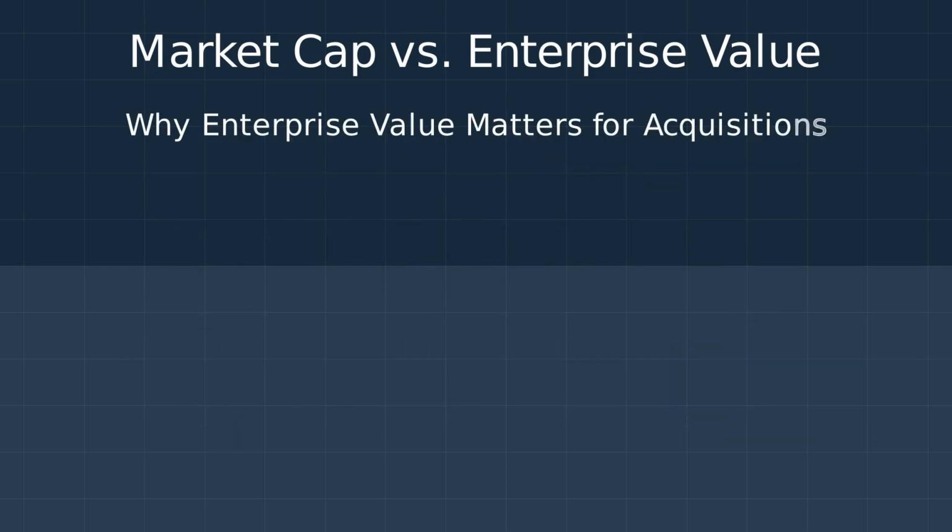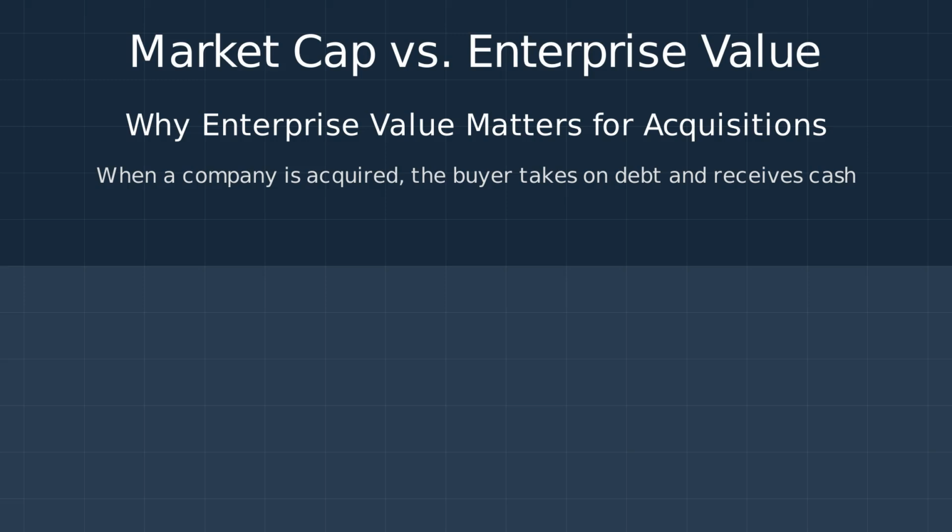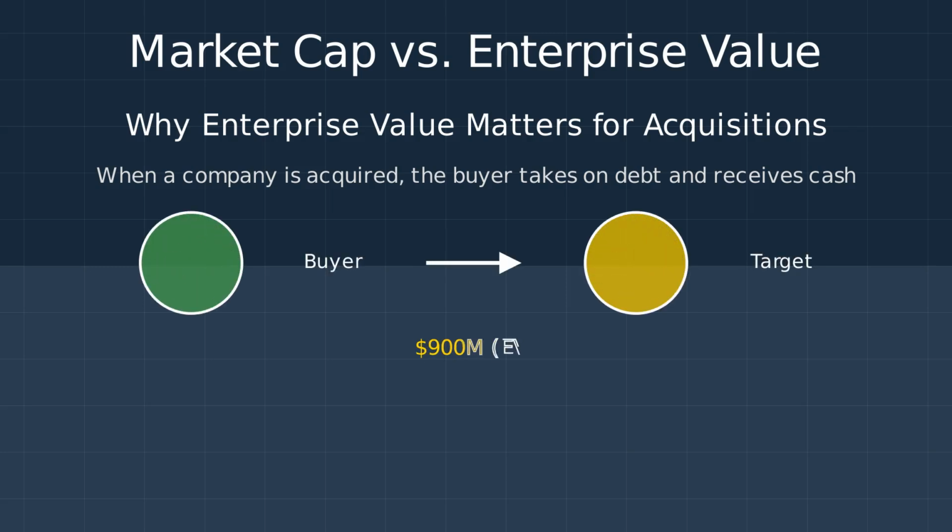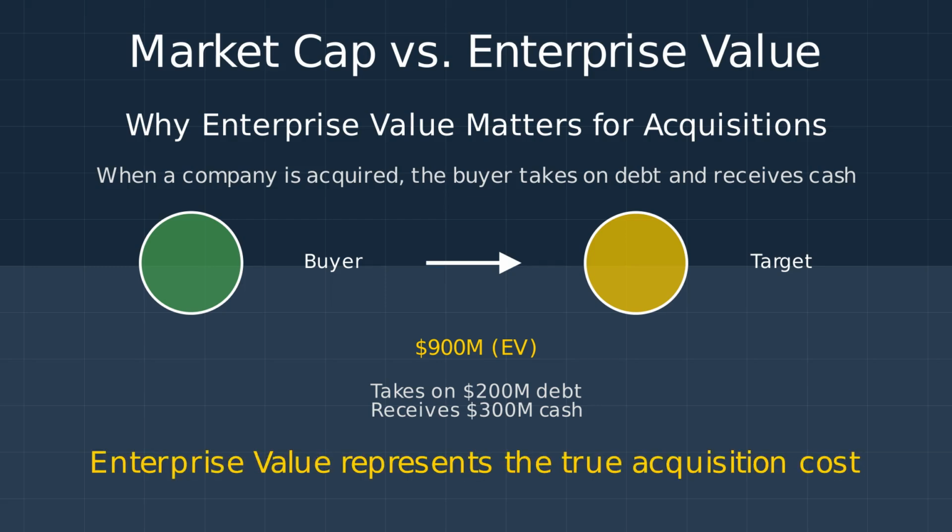Enterprise value is considered by many analysts to be a more accurate representation of a company's total value, especially for acquisition purposes. When acquiring a company, the buyer not only pays for the equity, but also assumes the debt and acquires the cash. This is why enterprise value is often considered the true acquisition cost, and a more comprehensive measure of a company's value than market capitalization alone.